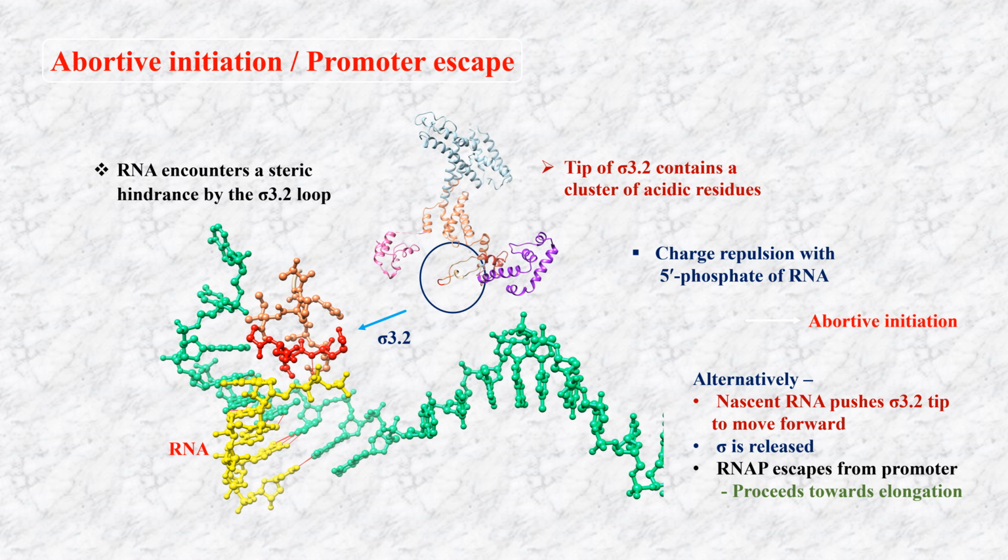We have seen that in spite of the occurrence of abortive initiation, once the RNA polymerase is able to synthesize about 15 nucleotide long RNA, the sigma factor is released. The polymerase escapes from the promoter and proceeds towards elongation.